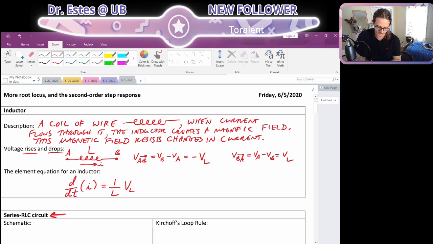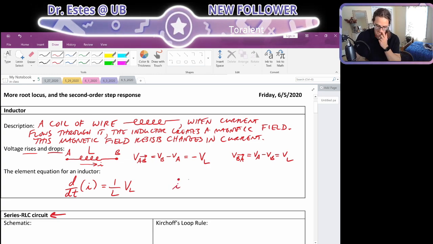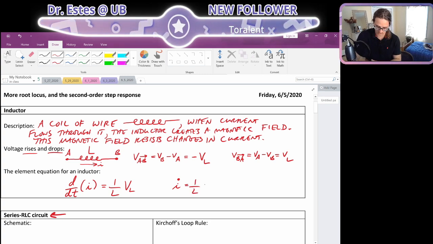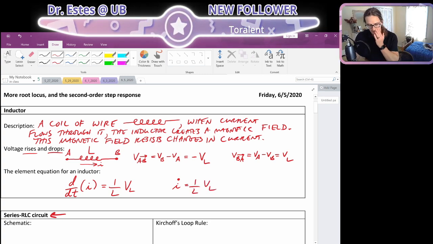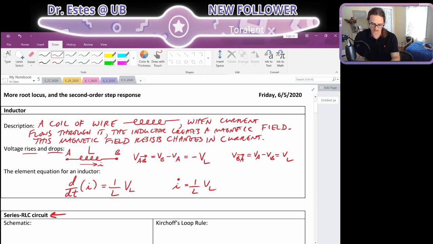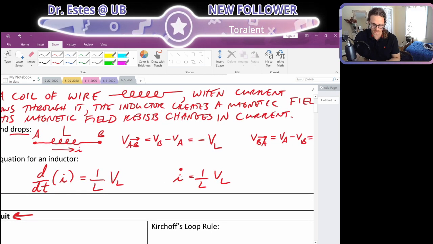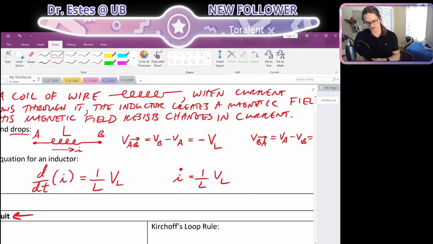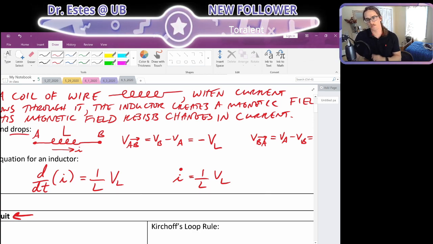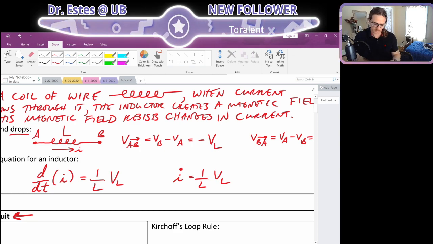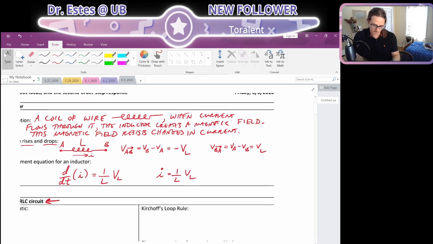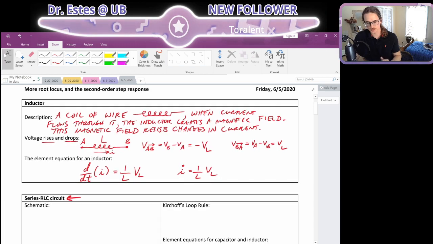Or if we use that dot notation for the time derivative, you could say I dot is 1 over L VL. It's a little weird using the dot notation with I for current because you have the dot for the I and then this extra dot for the time derivative. So I tend to make that time derivative dot just a little extra bold. But that's the gist of an inductor.